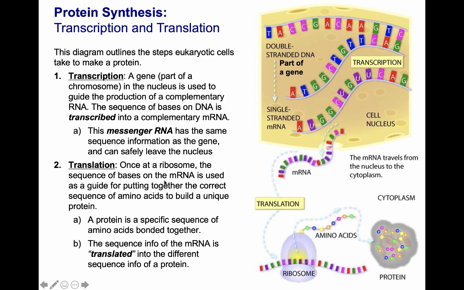Translation happens out on the ribosomes, either free-floating ribosomes in the cytoplasm or those ribosomes attached to the rough ER. In either case, we are outside of the nucleus now, out in the cytoplasmic milieu when translation takes place. And that is the part of the process where the sequence of the nucleotides, in this case from the mRNA, are used to determine the sequence of amino acids to build a particular protein.